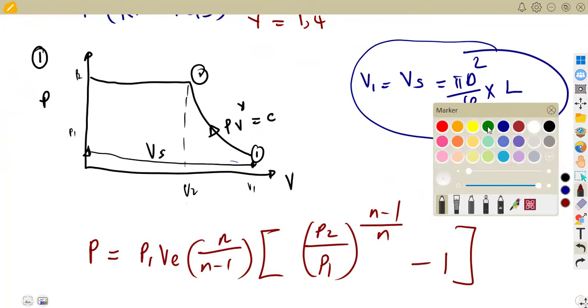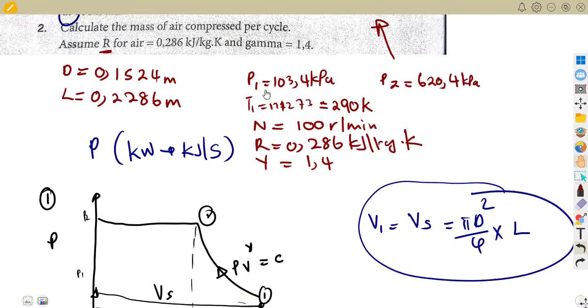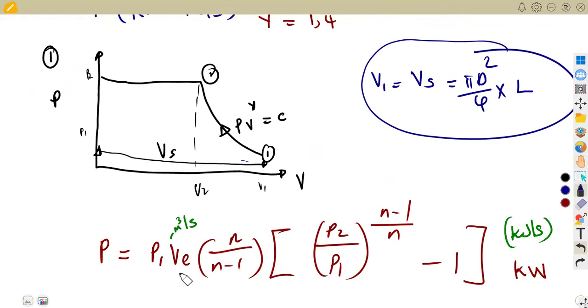Provided that we are working with the effective volume, VE, measured in cubic meters per second, we obtain the work done per second, kilojoules per second, which is the kilowatt. Okay, are we having P1 and P2? Yes, we have P1, P2. Are we having VE? That's the question. We do not have the volume per second. Guys, be careful. There is no VE.